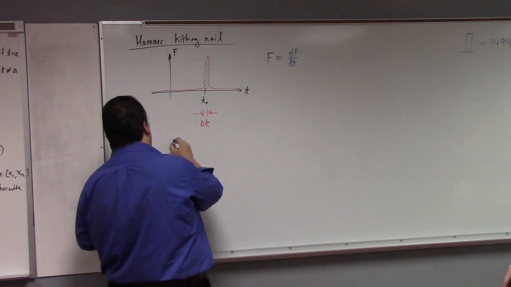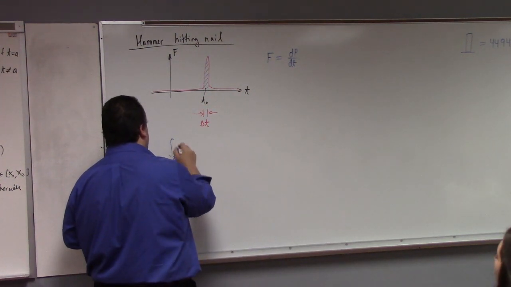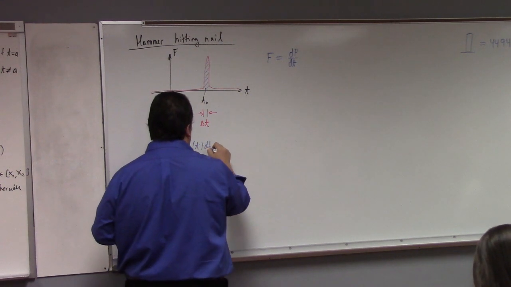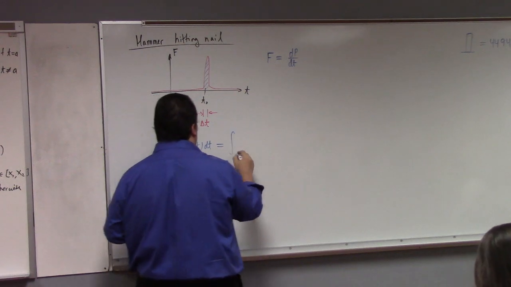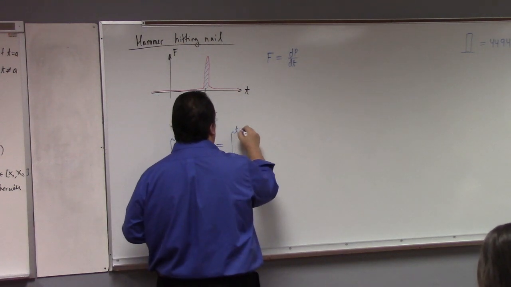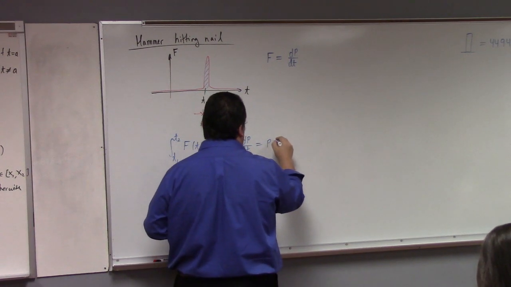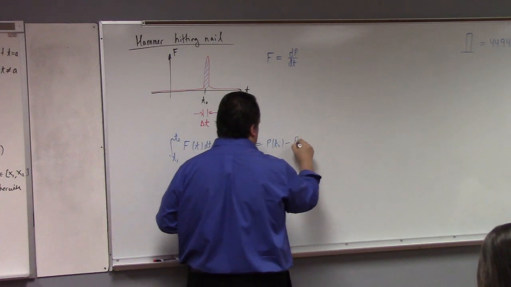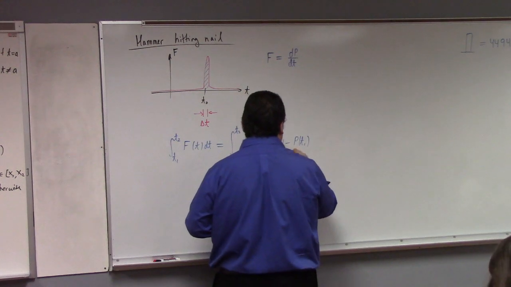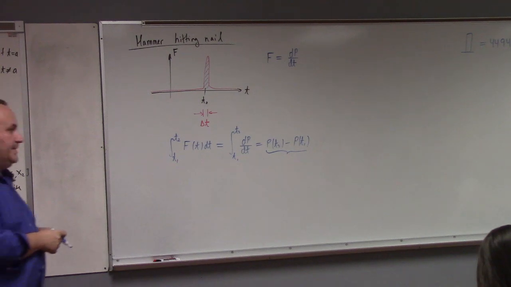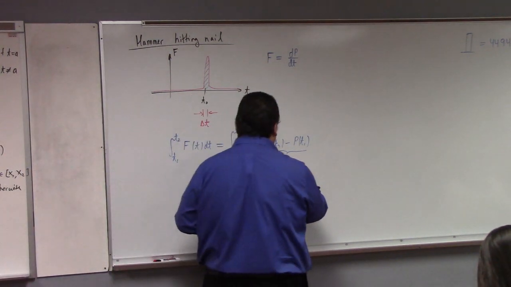So if I look at the integral from say time 1 to time 2 of the force, that's equal to the integral from t1 to t2 of dp dt, right? Which is p of t2 minus p of t1. Do you guys remember what the name of this is? That is impulse, right. So this is the impulse.